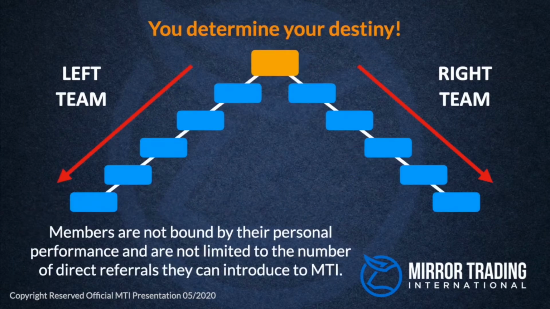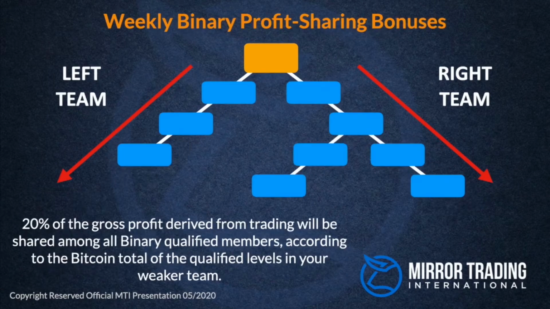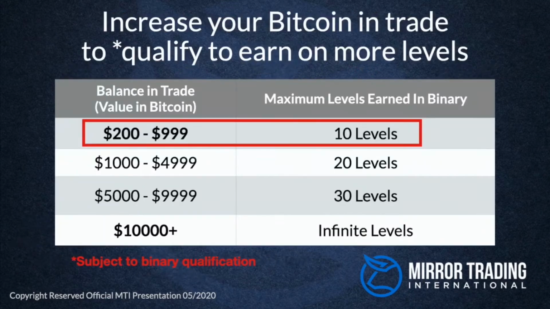Members are not bound by their personal performance and are not limited to the number of direct referrals they can introduce to Trading International. 20% of the weekly gross profit derived from trading will be shared among all binary qualified members, according to the Bitcoin total of the qualified levels in your weaker team. When you are binary qualified, your $200 to $999 worth of Bitcoin balance in trade qualifies you to earn on up to 10 levels in the binary structure.